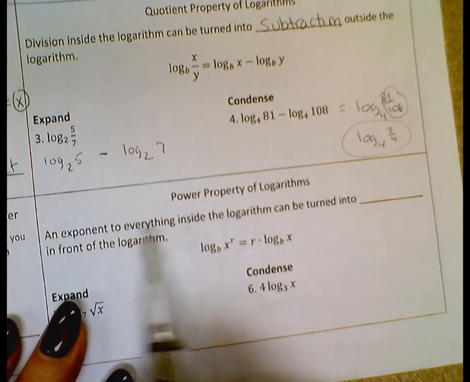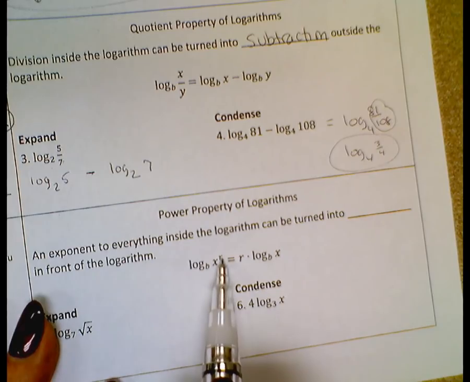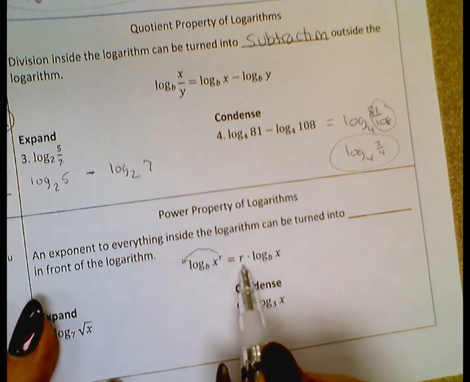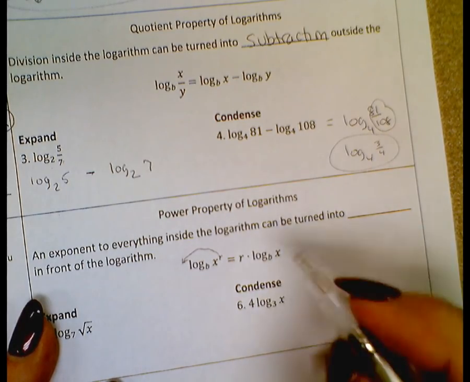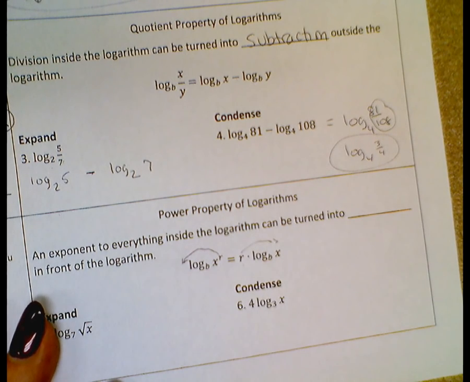Power property of logarithms. So an exponent to everything inside. Say this is an R exponent. I really can't do anything to this. So what you do is you bring it out front and make it a factor, R times this. So this R is interchangeable. It can be an exponent or it can be out front. It's whatever's best for you in the problem.